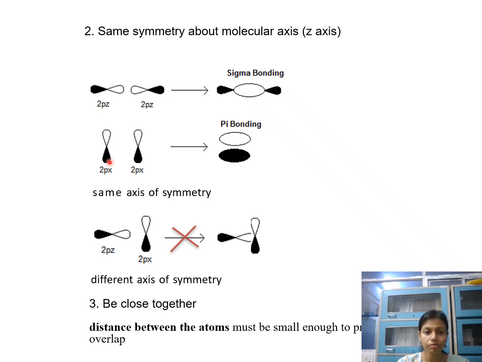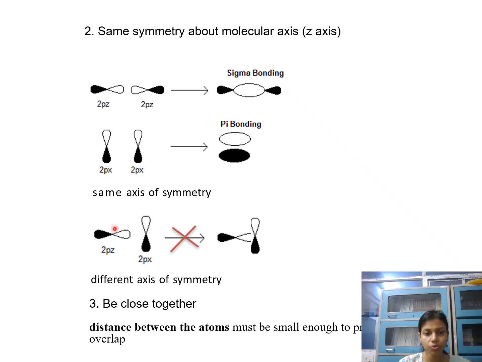Okay. Now, for 2px, as the molecular axis is the z-axis, 2px will be perpendicular to 2pz. So in this direction, they can have side-on overlap to make a pi molecular orbital. You see the 2pz orbitals do not have any electron density in the x-axis, right? That is a node in the x-axis. Similarly, the 2px orbitals don't have electron density in the z-axis. So there is a node along the z-axis, right?